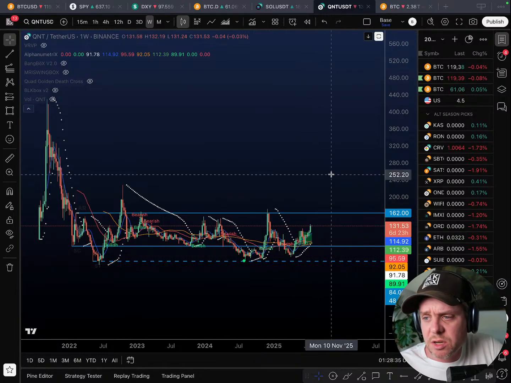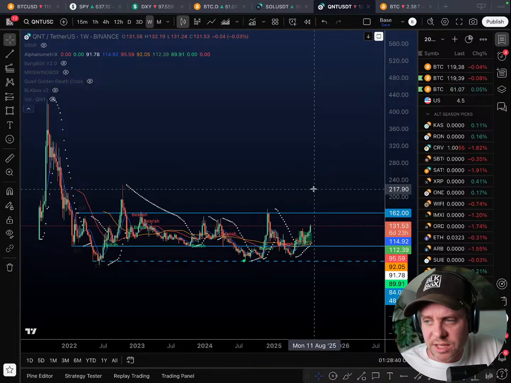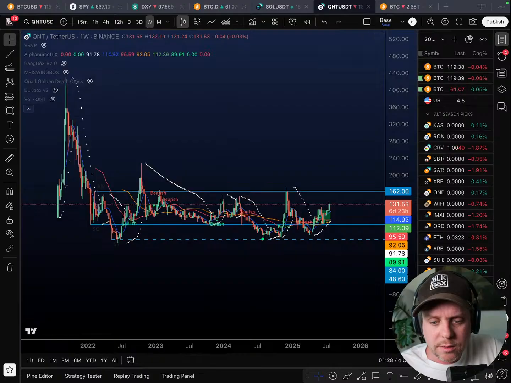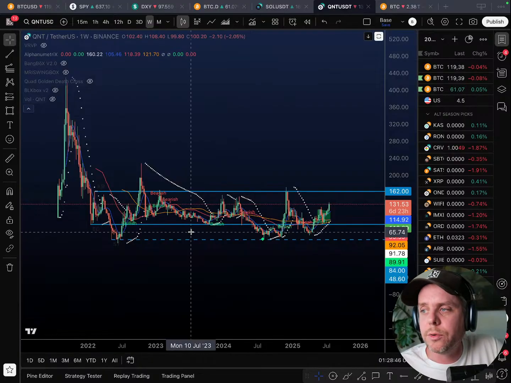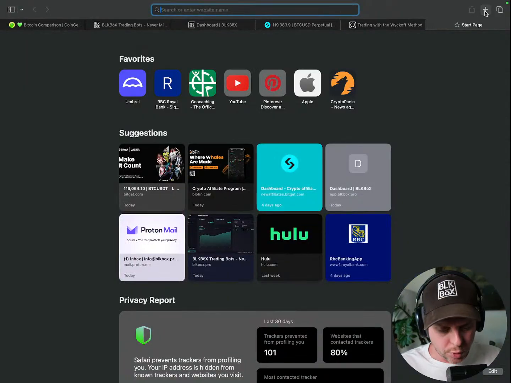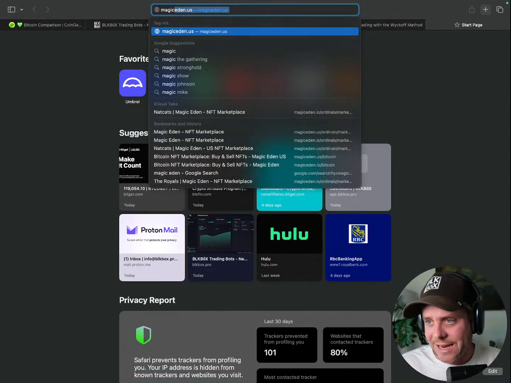Yeah, Q&T, it looks okay. There are better coins out there for sure, but this looks okay. Could you please look at pups? It's a rune. Yeah, let's take a look at pups. Let's look at some runes. Gotta go to Magic Eden for that degen stuff.